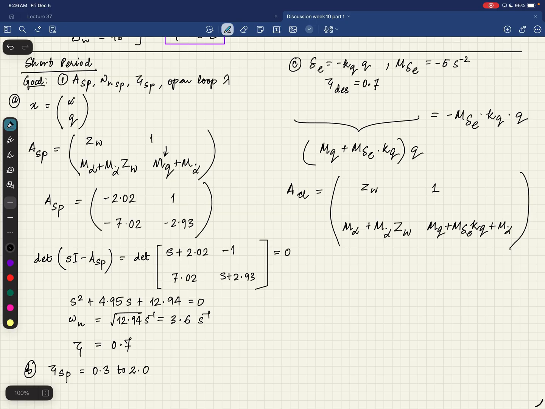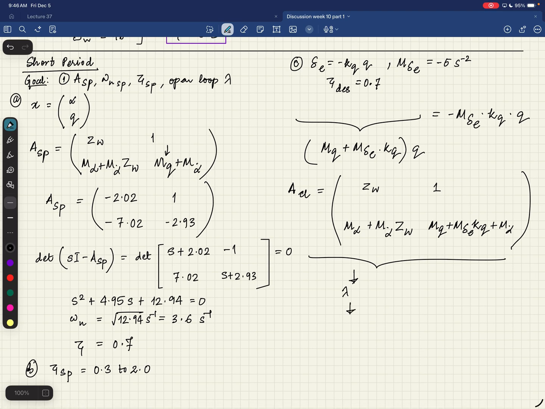only MQ was affected by the state feedback law. So that is why I just need to go and update MQ. And now I'm going to do the same thing, and I'm going to find out the eigenvalues, which will give me the same omega n, but now I can set it to omega desired, which will give me the value for KQ. Is this clear to everyone?